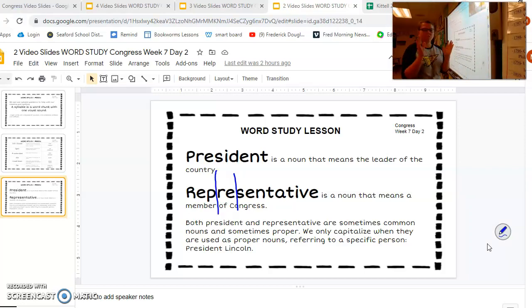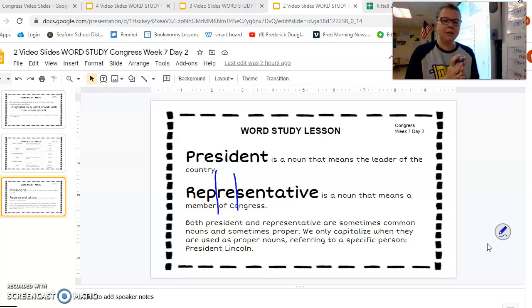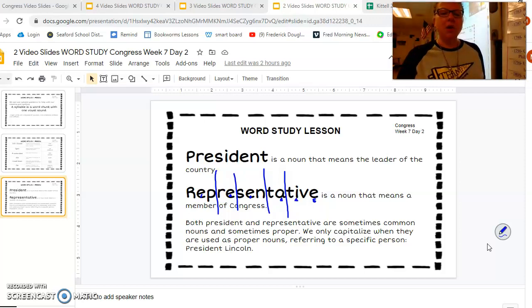And then what? One more time. Tative. 5 syllables. 1, 2, 3, 4, 5. Marking the vowels. E, E, E, A, I, and E. All right. What type of syllables do we have in here? Rep is the closed one. Good.